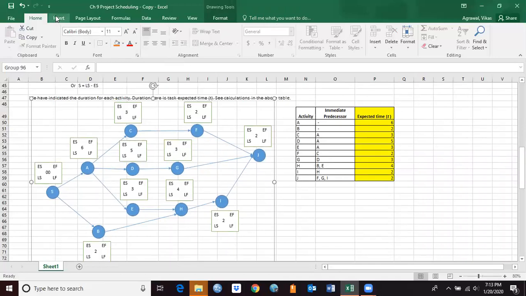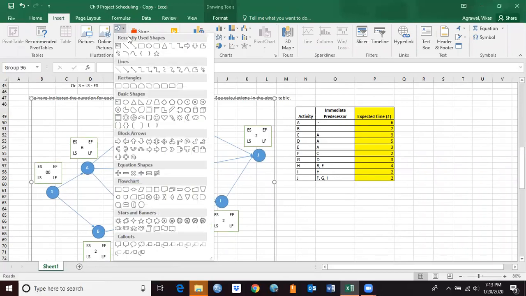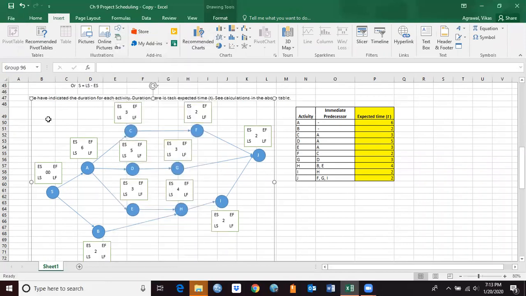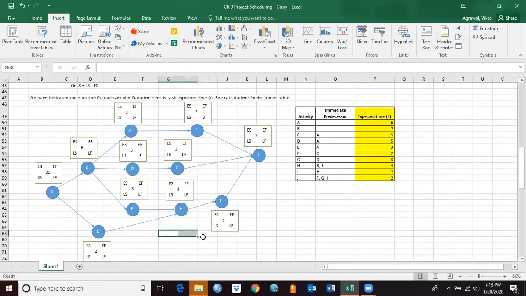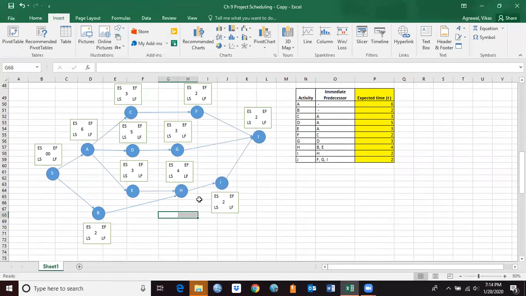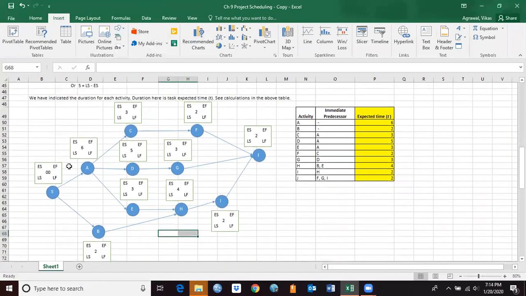I just drew the diagram using the insert symbols here. I use an oval shape, I use boxes, I use arrows. So I'm going to leave that up to you. Simple thing, you can figure it out. Okay, so with the diagram already done, we can move our attention to the algorithm.